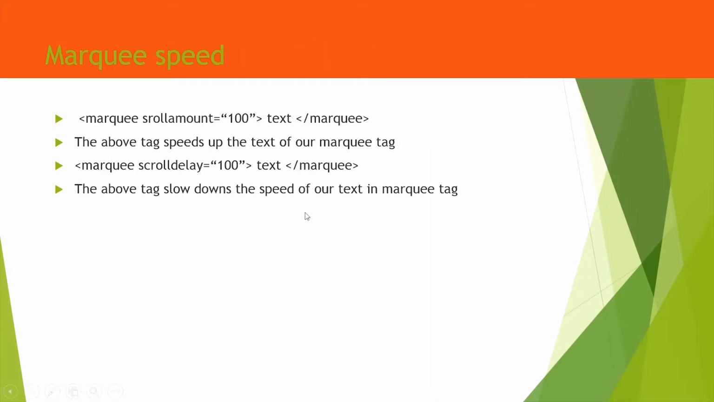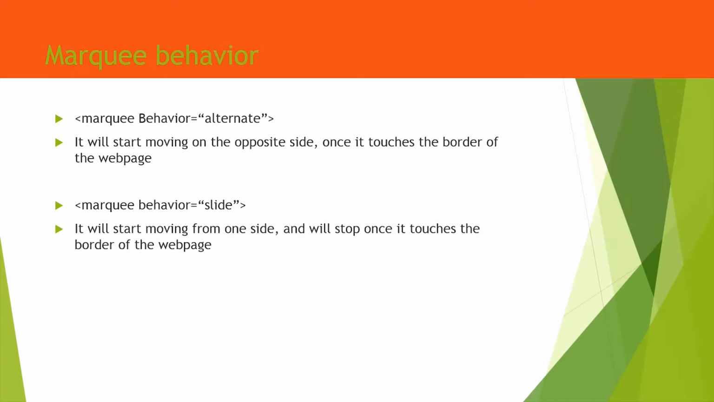And one thing more, we can also control the speed of our Marquee tag. Scrollamount is used in order to speed up our text in the Marquee tag. Scrolldelay is used in order to slow down the speed of our text in the Marquee tag. One thing more, we have behavior. In behavior, mostly we use these two: alternate and slide.